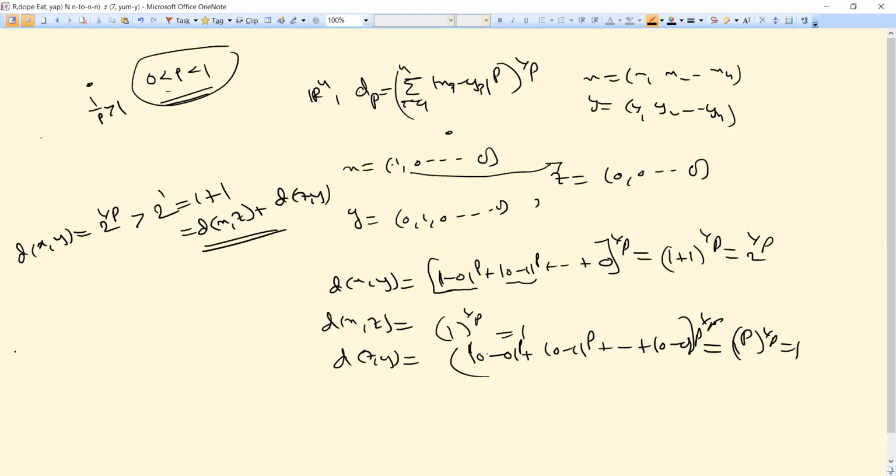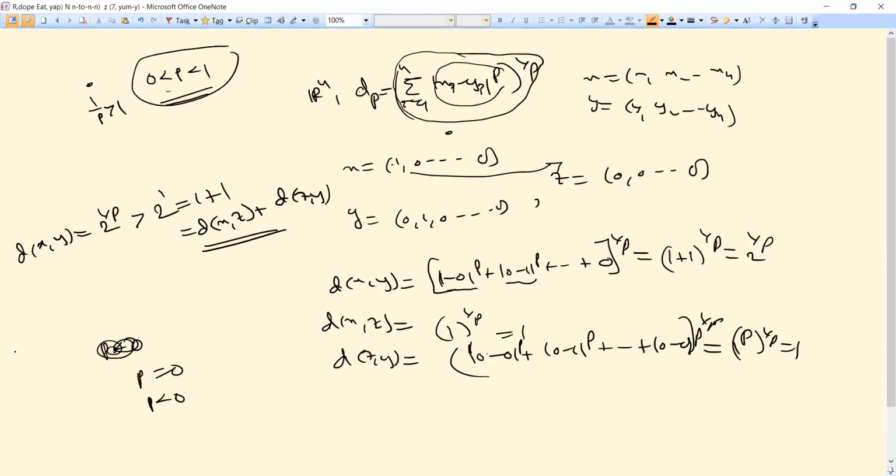Right? What about p negative? What about p equals 0? If p equals 0, then something power 0 is 1, a constant. So this is a constant, and it cannot be a metric. What about negative p? Whenever p is negative, the distance function is never meaningful.